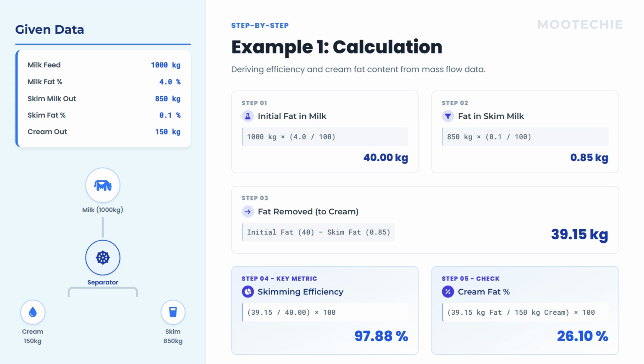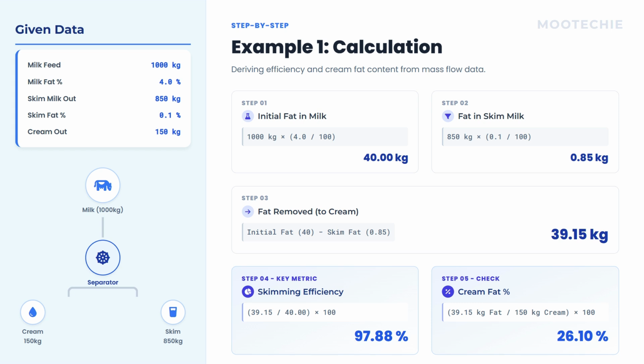Step 4. Now, the key metric, skimming efficiency. We take the fat removed, 39.15, divide it by the initial 40 kilograms, and multiply it by 100. That gives us an efficiency of 97.88%. Excellent recovery. Step 5. Let's check our work by calculating the cream fat percentage. We have 39.15 kilograms of fat in our 150 kilograms of cream. The math gives us a rich cream at 26.1% fat.